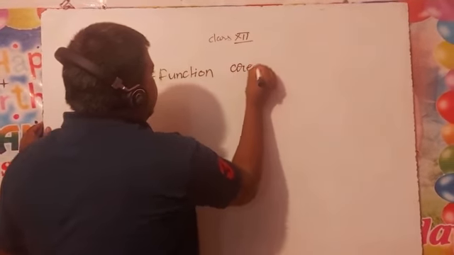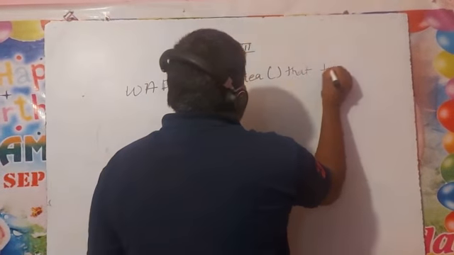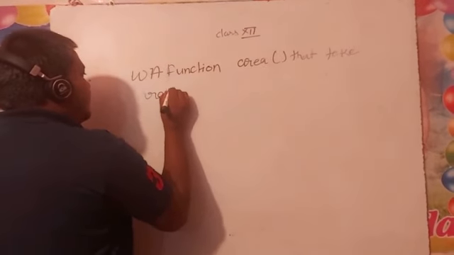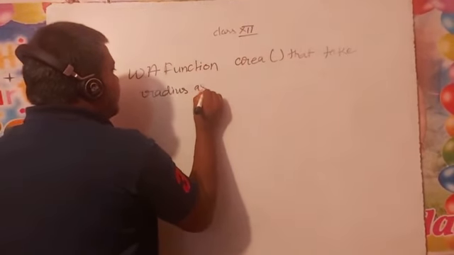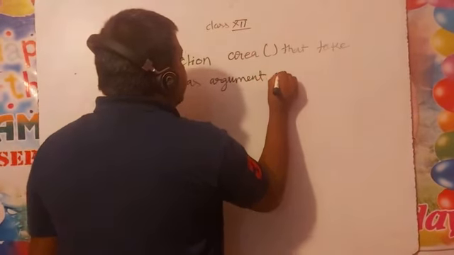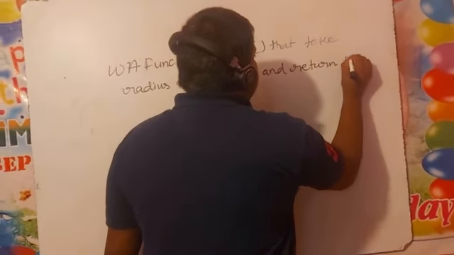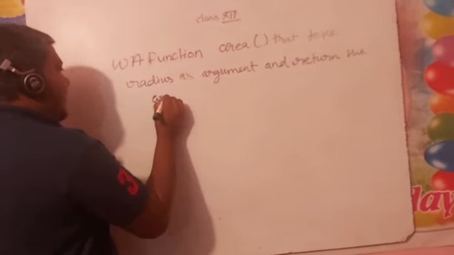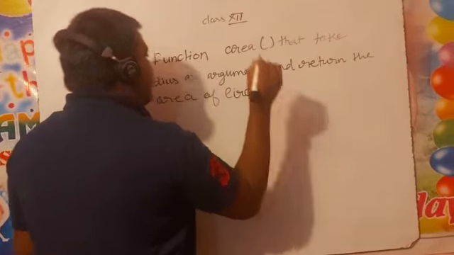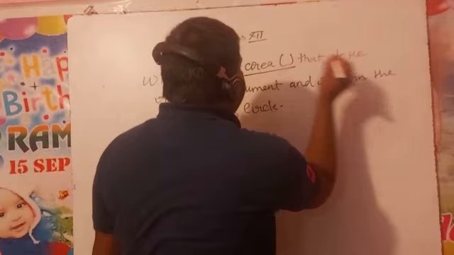Write a function area that takes radius as argument and returns the area of circle. So we have a program. What is your function name? We have the function name area.